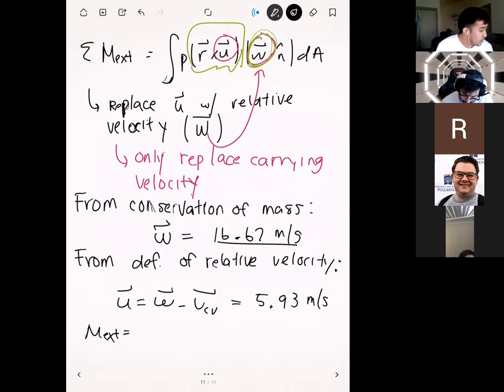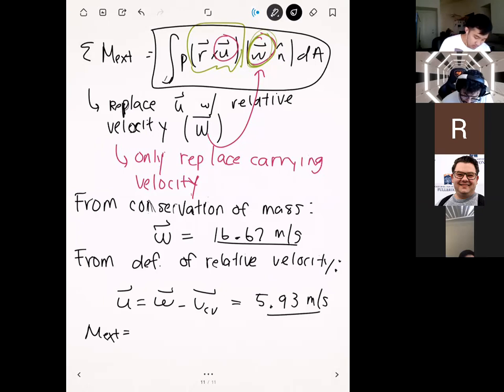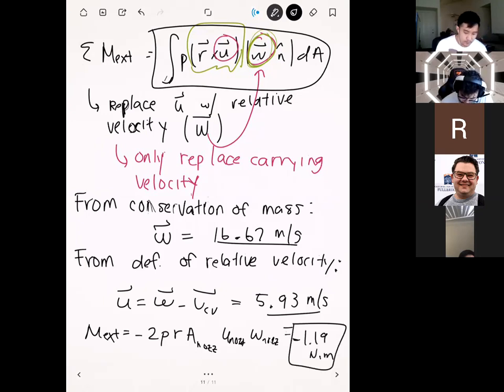All right. And so once we plug both of these velocities into this top expression right here, what we get is the external torque, or the external moment, is equal to -2, because remember, we have two outlets, 2 times rho times r, A out, U out, W out. And this is equal to minus 1.19 newton meters.